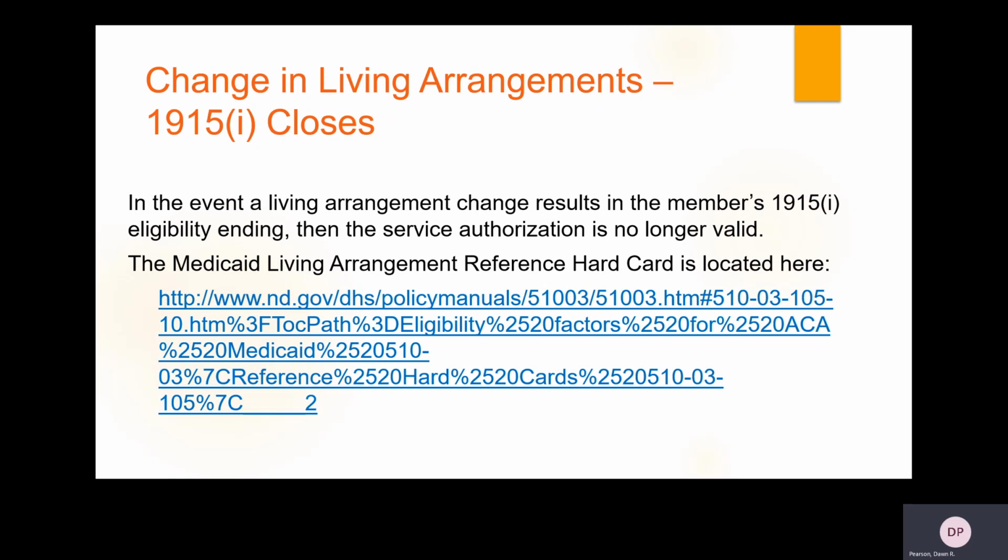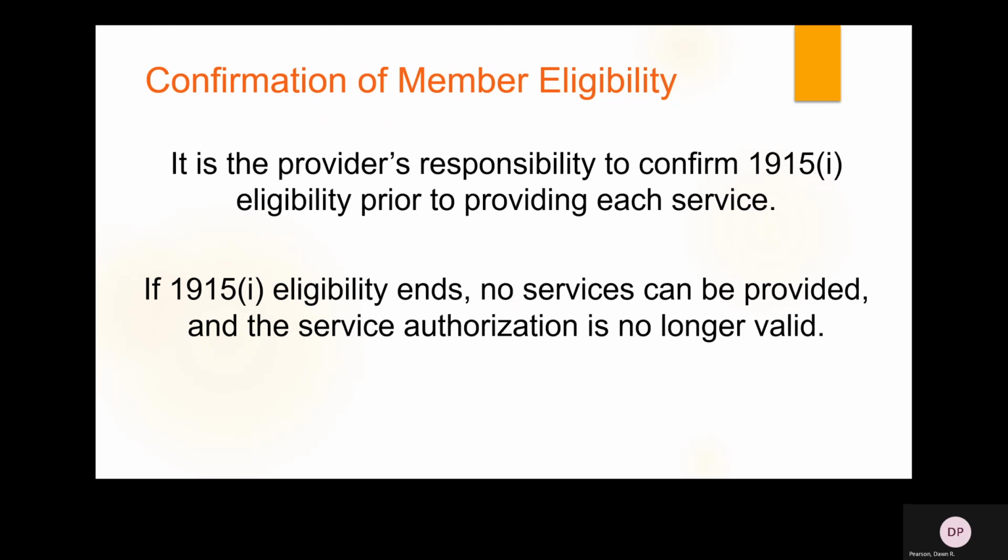If the individual is later determined eligible for the 1915I after being closed, then a new service authorization is required. Confirmation of member eligibility: it is the provider's responsibility to confirm 1915I eligibility prior to providing each service. If 1915I eligibility ends, no services can be provided and the service authorization is no longer valid.